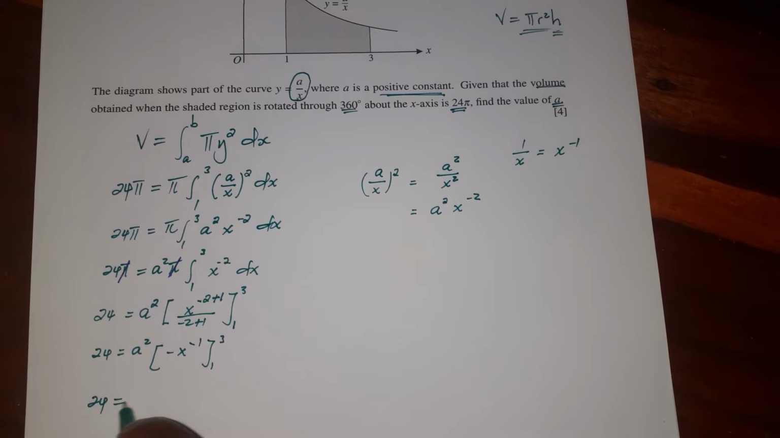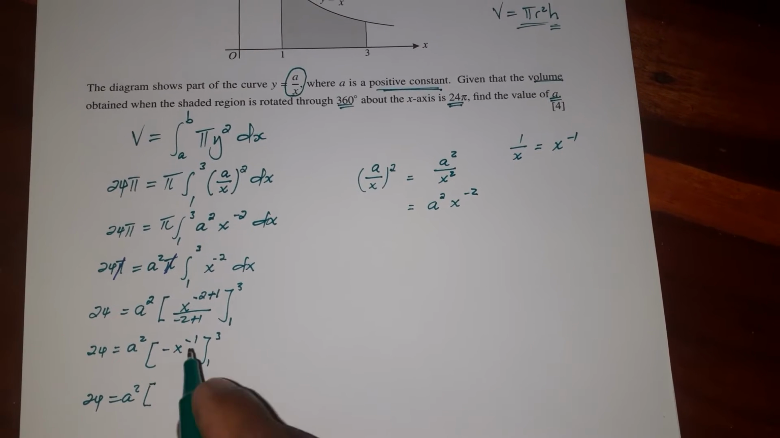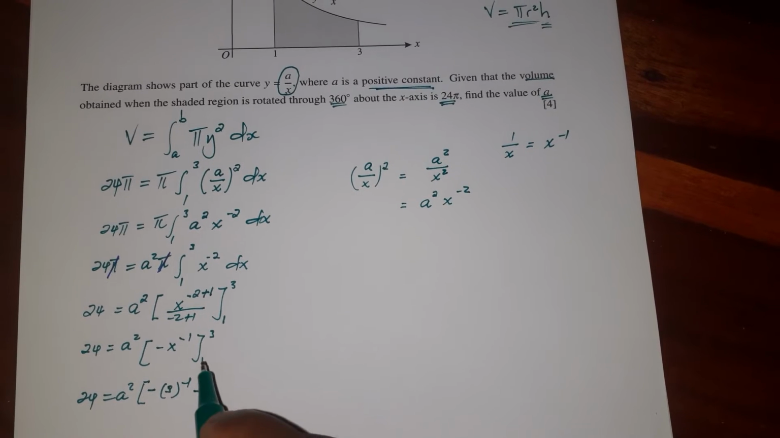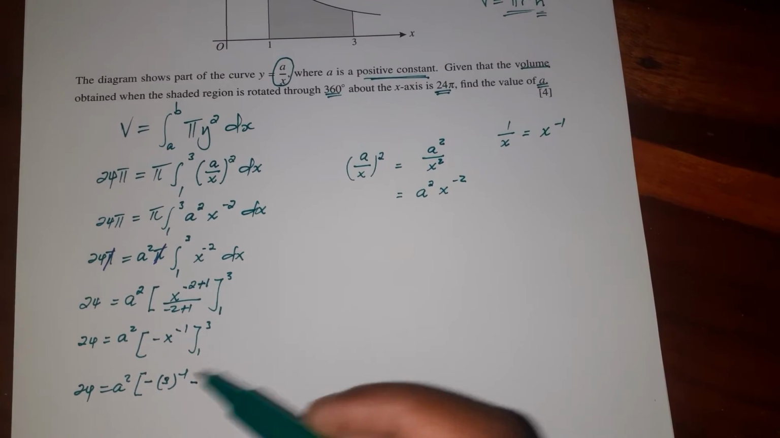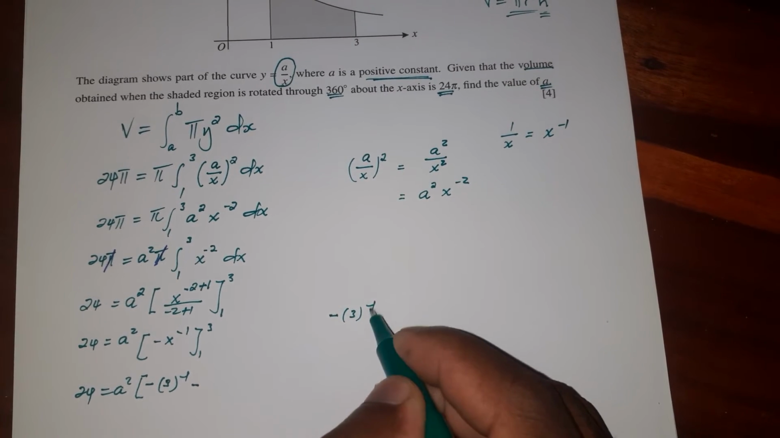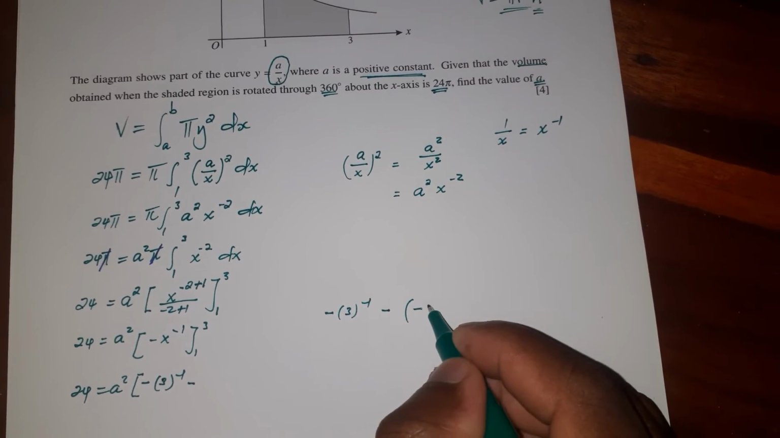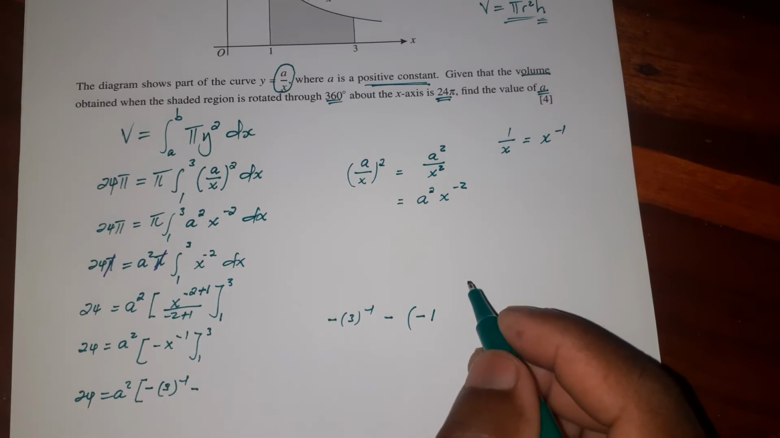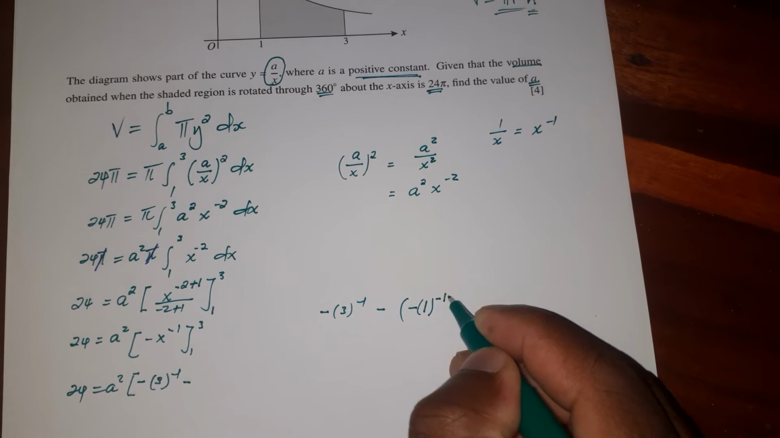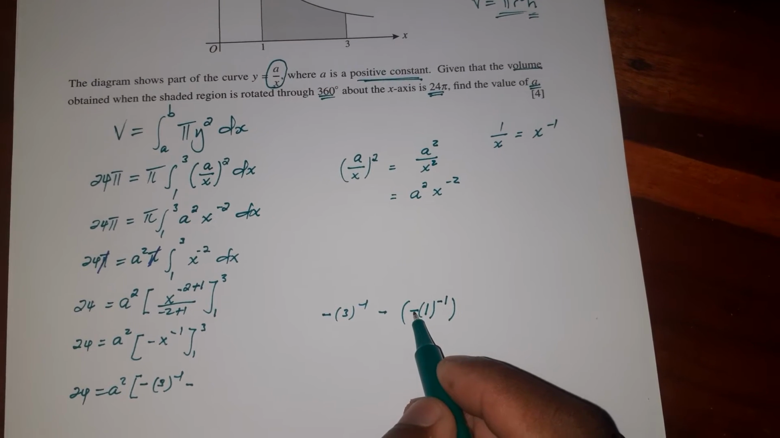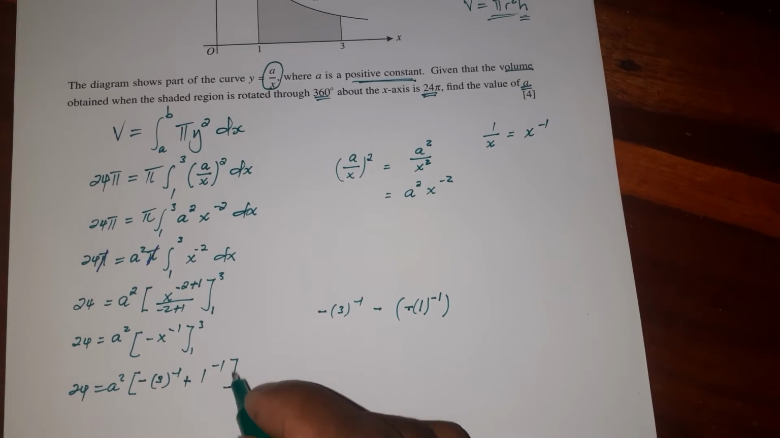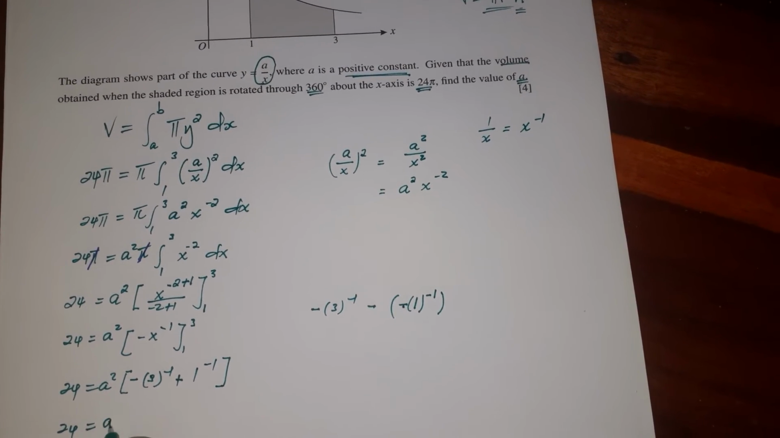And then we have 24 equals to a square, and then substituting in, we have 3 to the power minus 1, and then minus, we are subtracting. Let me rewrite it on this side. We need to write something like this: minus 3 to the power minus 1 minus minus 1 to the power minus 1. So this negative and this negative become positive, so I can write positive here, and then 1 to the power minus 1, and then we have 24 equals a square.